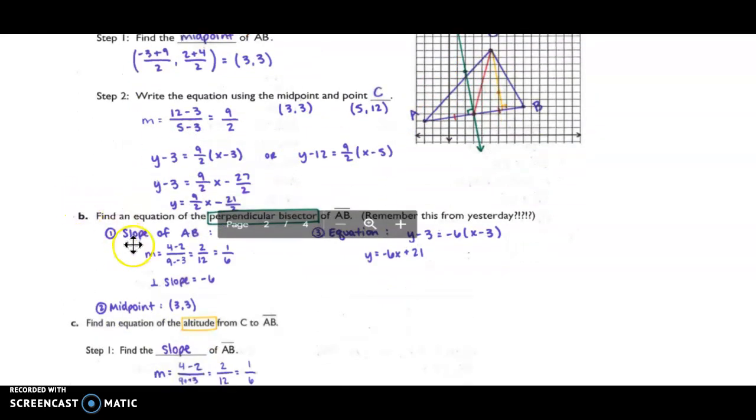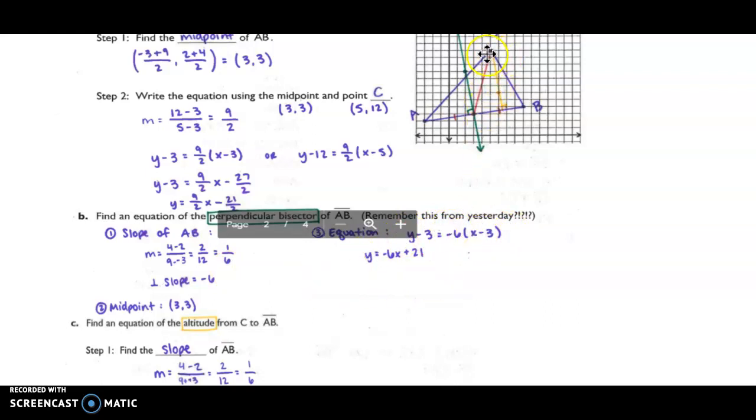Part B says, find the equation of the perpendicular bisector of AB. So we know that it cuts AB in half. We need to figure out the slope of AB so that we can figure out the perpendicular slope. The slope of AB turns out to be 1/6. So the perpendicular slope is -6, which is here. We know the midpoint of AB is 3, 3, and so that's what we're going to use with the slope right here.